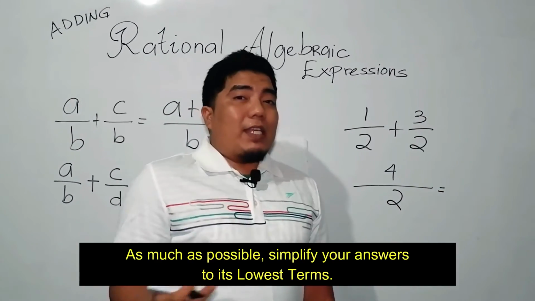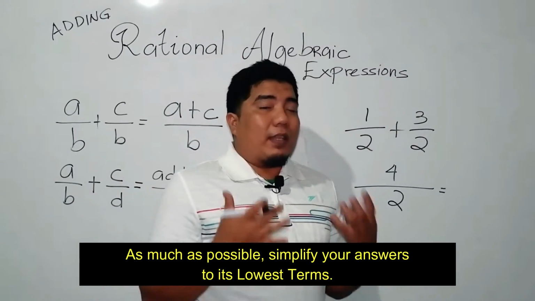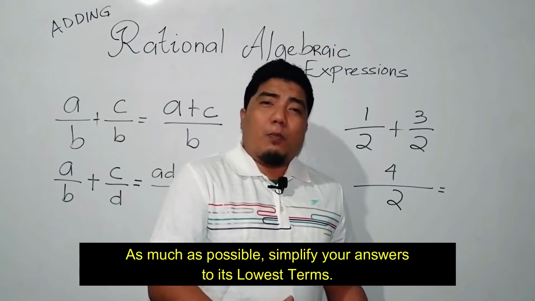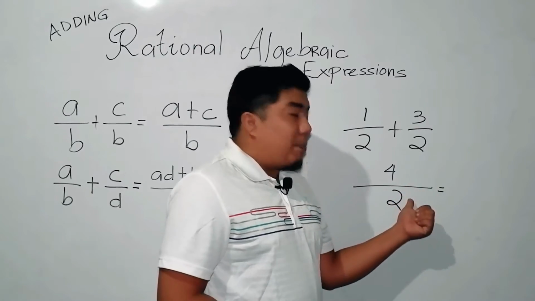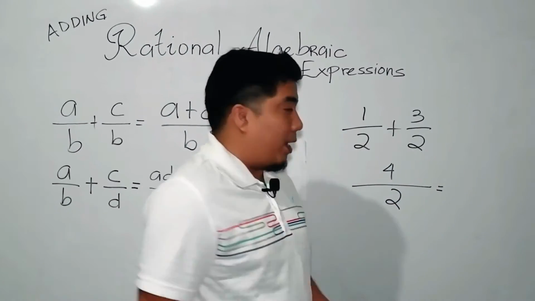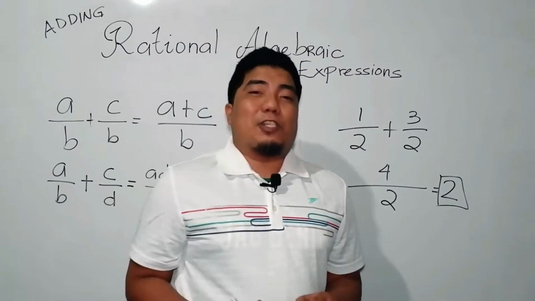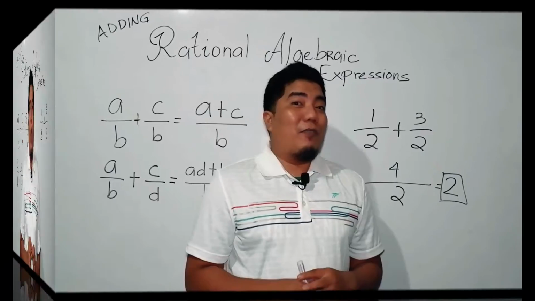Now, if the case gives you a scenario in which you can still simplify it, then you should get the simplification of it, whether it is lowest terms or just a mere division. As you can see here, 4 can be divided by 2. So 4 divided by 2, the answer is 2. This will be your final answer. Easy, right? Okay, now let us consider another set of problem.